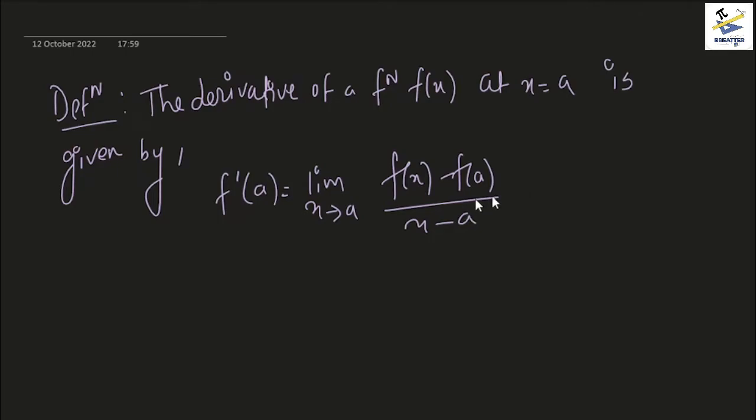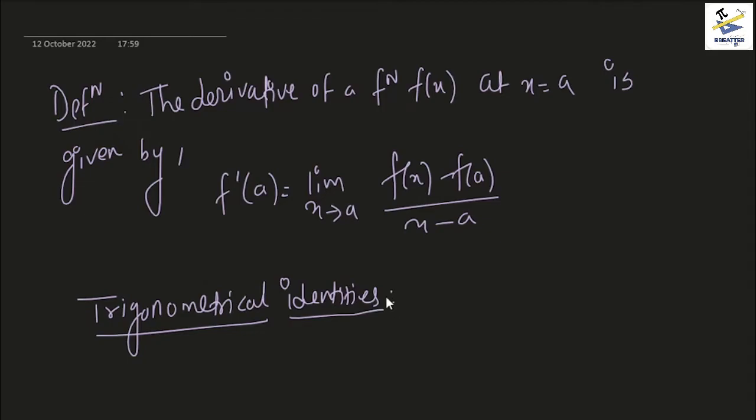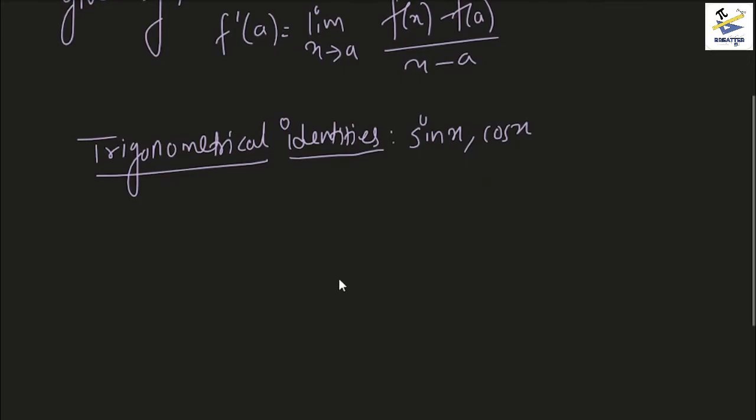Now let us begin by solving different basic derivatives first, and then we can do the other ones later. So what are the derivatives that we're going to find? Trigonometrical identities are a great way to start off this list of chapters. The derivatives which we are going to find are sin x and cos x. So let us begin with one of them, sin x.